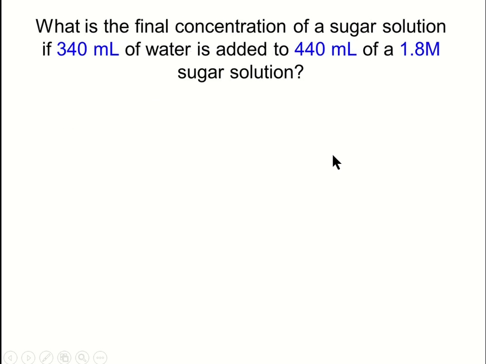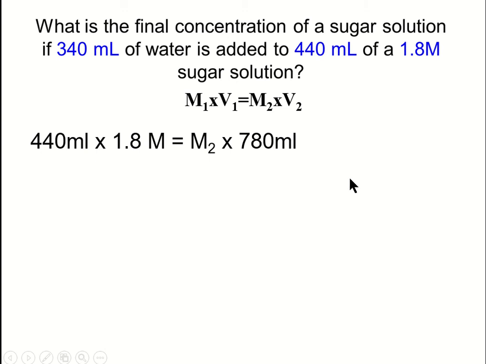The next one is a dilution, and it wants to know the final concentration of a sugar solution. Remember that I'm adding this, so my V final needs to be these two added together. This is my M1, this is my V1. So now I'm just going to plug everything that I know in. I went ahead and left it in milliliters because, as you see in my next couple steps, they're going to cancel each other out anyway.